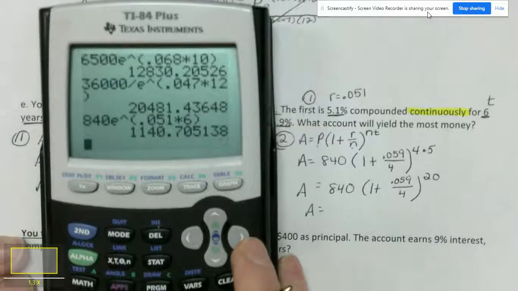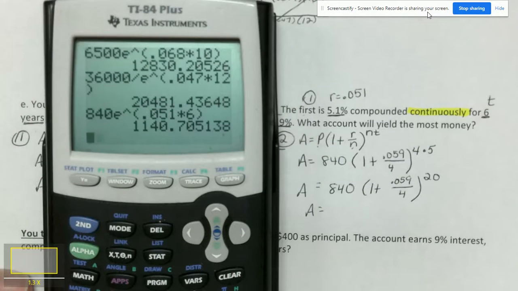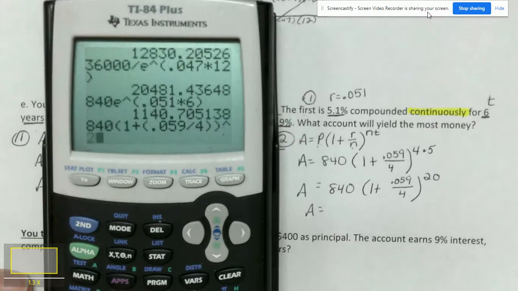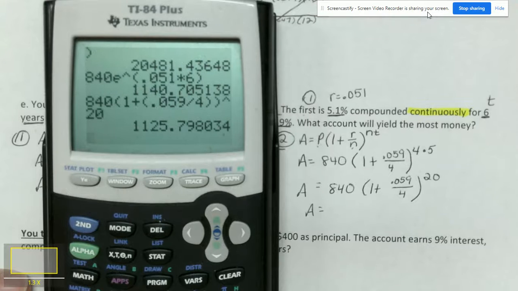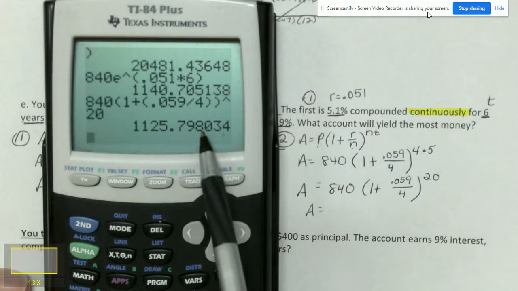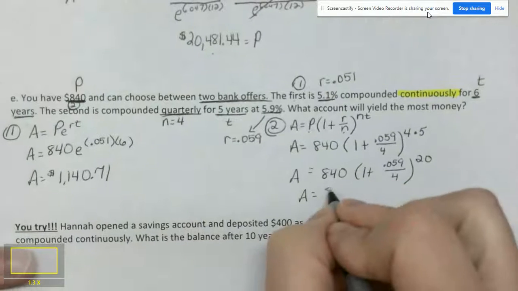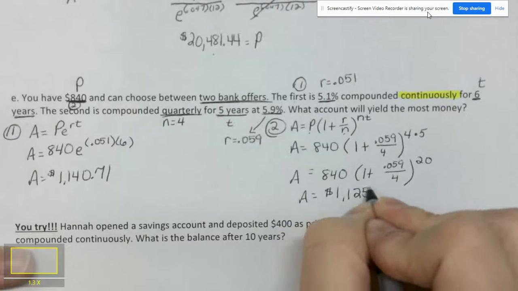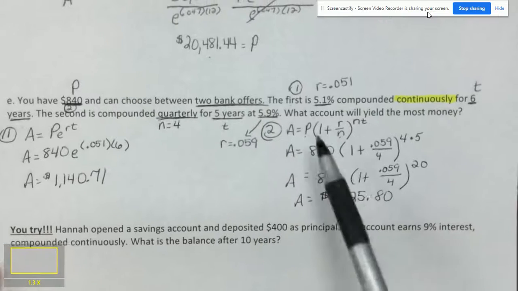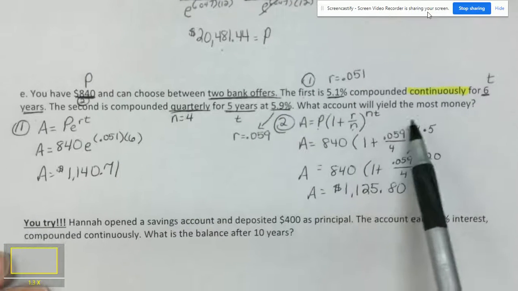Now, you're going to have to remember that you have to use more parentheses this time. So 840, open parentheses, 1 plus another open parentheses, 0.059 divided by 4, close that parentheses, then close the other parenthesis, and raise it to the 20th power. Okay, we get $1,125. Since it's 0.798, that's going to be 0.80. So this one gives us $1,125.80.